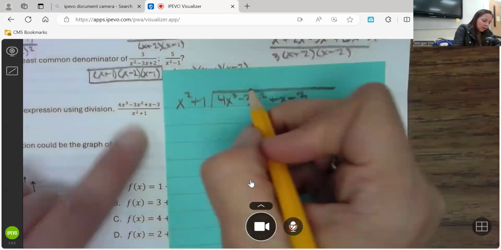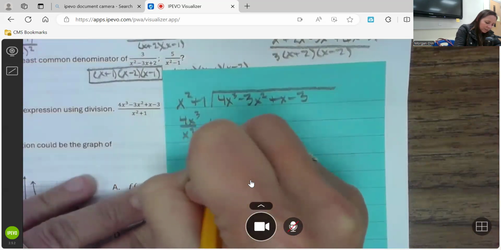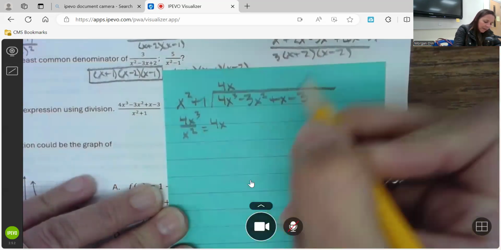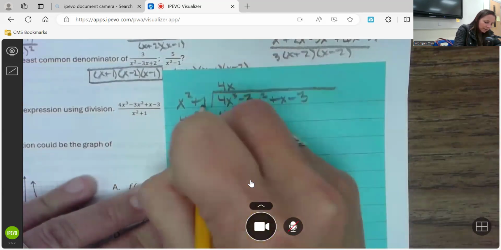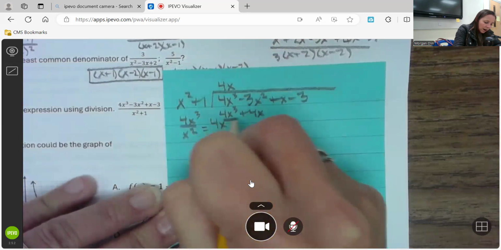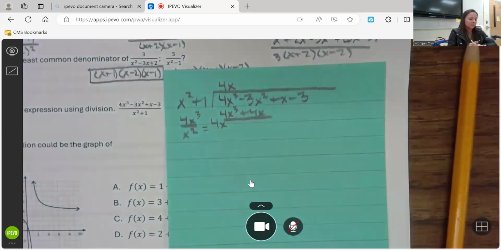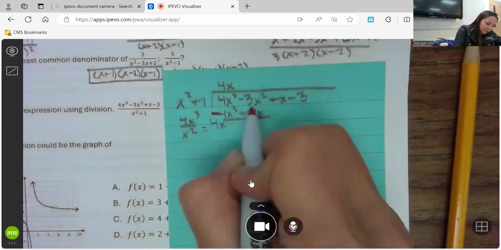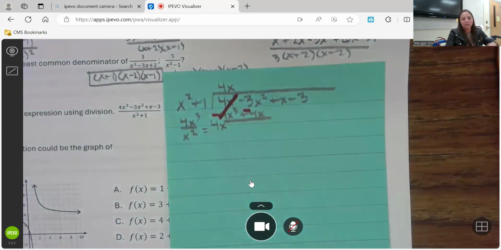All right, so here we go. 4x cubed divided by x squared. That gives us 4x. Now go multiply. 4x times x squared is 4x cubed. 4x times that is 4x. And then here we're subtracting. So what we've got to do is change our signs. You've got to distribute this minus sign throughout. Now these cancel because one's positive and one's negative.